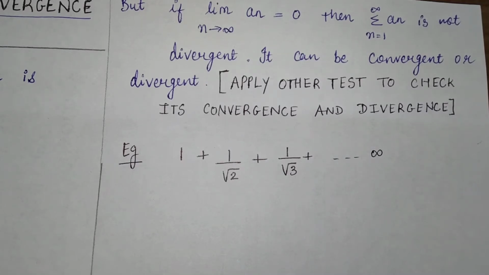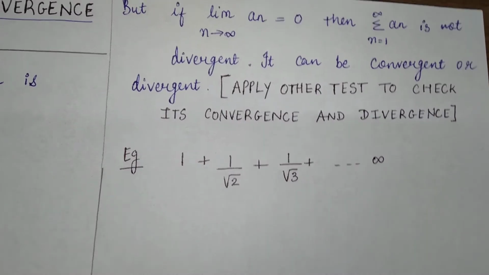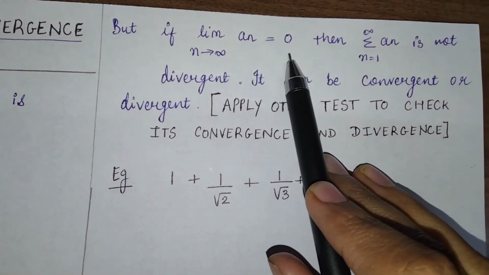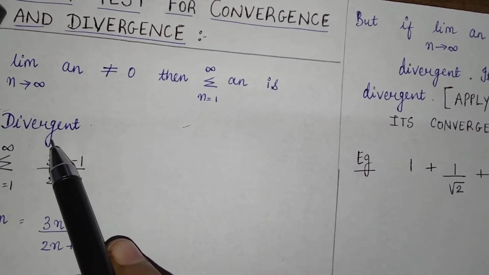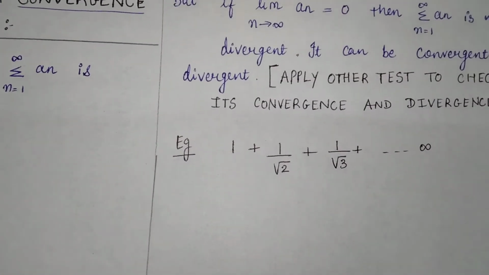Ahead we will have many tests, such as p-test, comparison test, Raabe's test. You can apply any of these tests when an is equal to 0. If it is not equal to 0, then you can directly write that it is divergent. Otherwise you have to apply any other test.